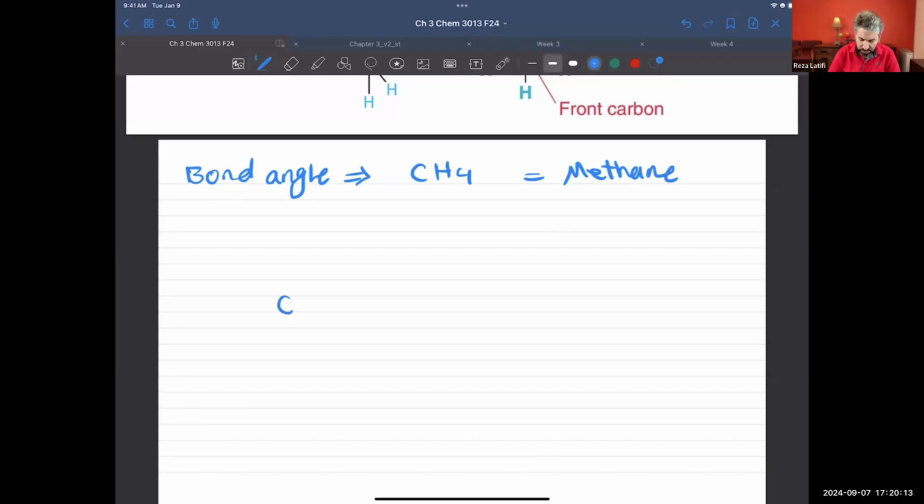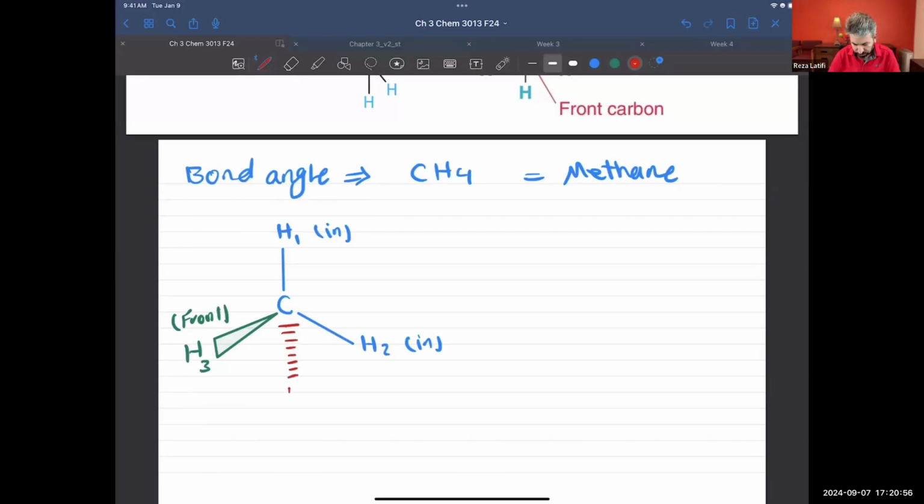So you have a carbon, and that carbon is going to be attached to two hydrogens inside the plane. You say this hydrogen is called number 1, hydrogen number 2, those are in the plane. And then you will have one hydrogen pointing to you. I'm going to call this hydrogen number 3, and this one is in front, pointing to us. And there is one hydrogen that will be at the back of the molecule, and we show it by a dash.